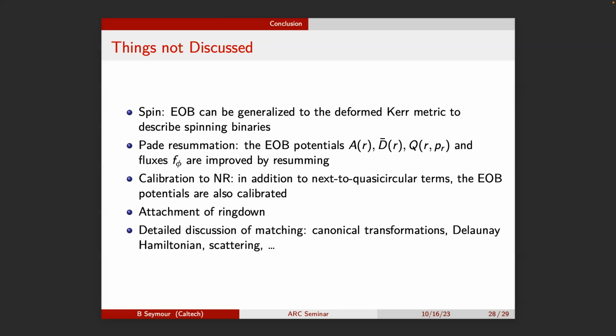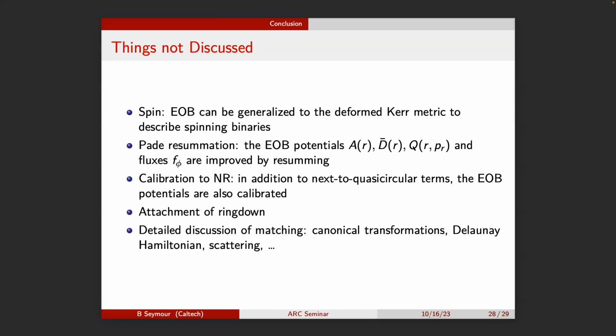Also to calibrate to NR, there's a lot of other ways. There's another area where the EOB potentials also need extra calibration parameters in addition to these next-to-quasi-circular terms that I showed for the h_lm modes. Yeah, and I didn't discuss attaching the ringdown. Basically, you're fitting it by continuity and differentiability at that point.